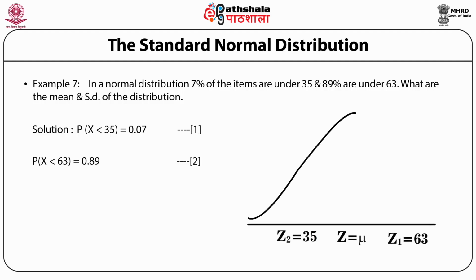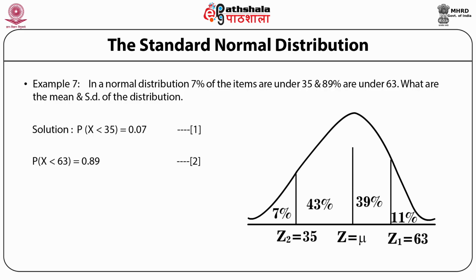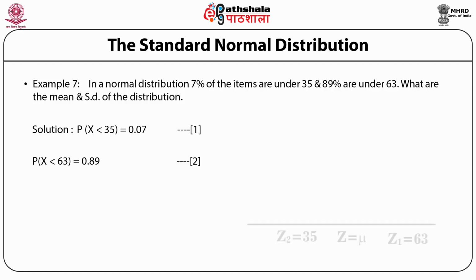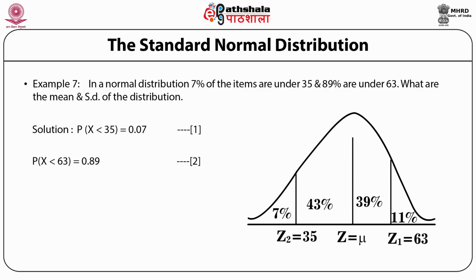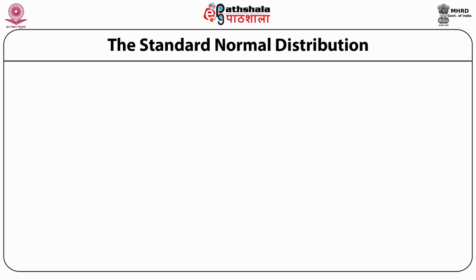Then 89%, subtract 0.5 from 0.89 we have 0.39. So 0.39 on the right hand side we will mark, and the rest is 11%, so the rest of the area is 11% or 0.11. So we will solve it accordingly using the given probabilities.